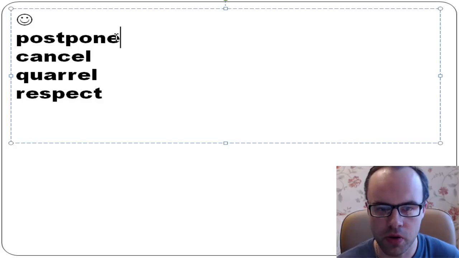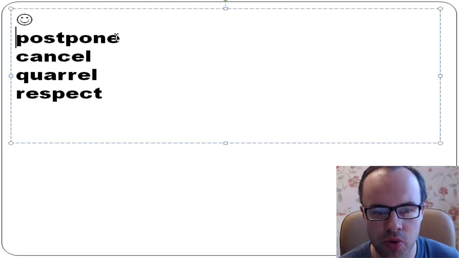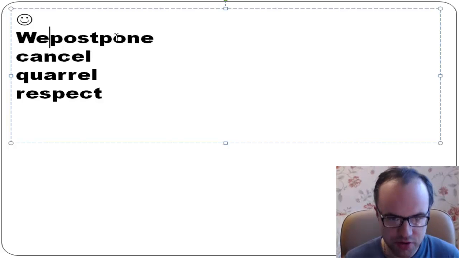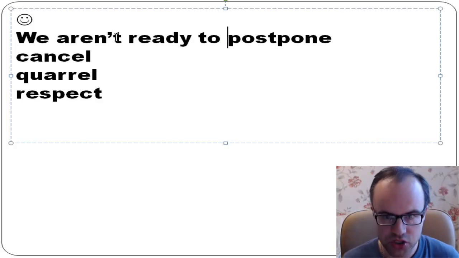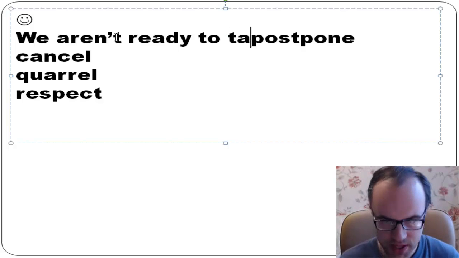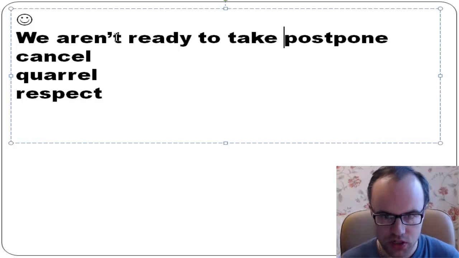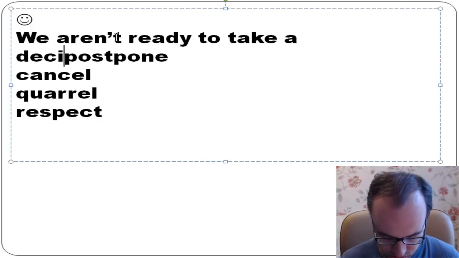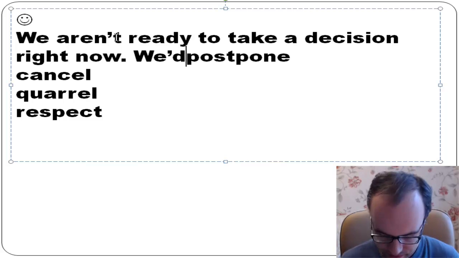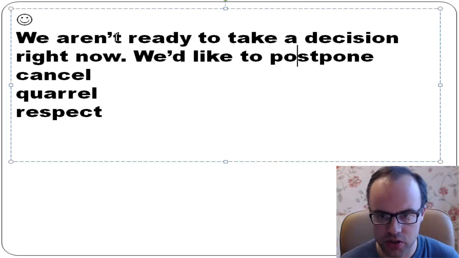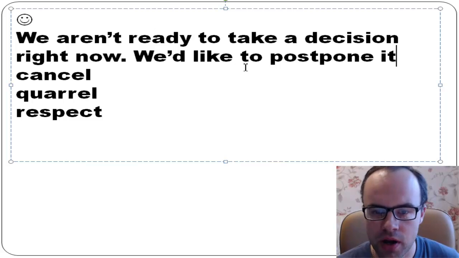Okay, postpone. Another phrasal verb for postpone. For example, I'm not sure that you know the meaning of this word postpone. For example, we aren't ready to take a decision right now. Let's postpone it. Or we'd like to postpone it. Postpone it means to do it later.